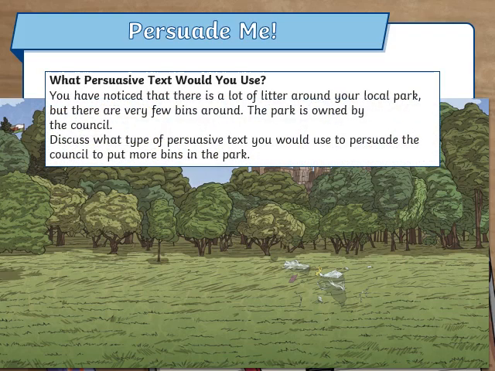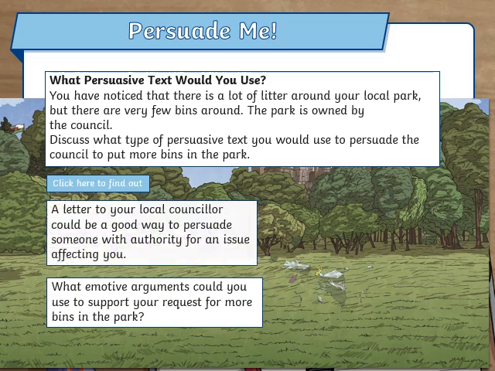Second task. What persuasive text would you use here? You have noticed that there is a lot of litter around your local park, garbage or rubbish. But there are very few bins around. The park is owned by the council. Discuss what type of persuasive text you would use to persuade the council to put more bins in the park. Yes, excellent, it will be a persuasive letter. A letter to your local councillor could be a good way to persuade someone with authority for an issue affecting you.